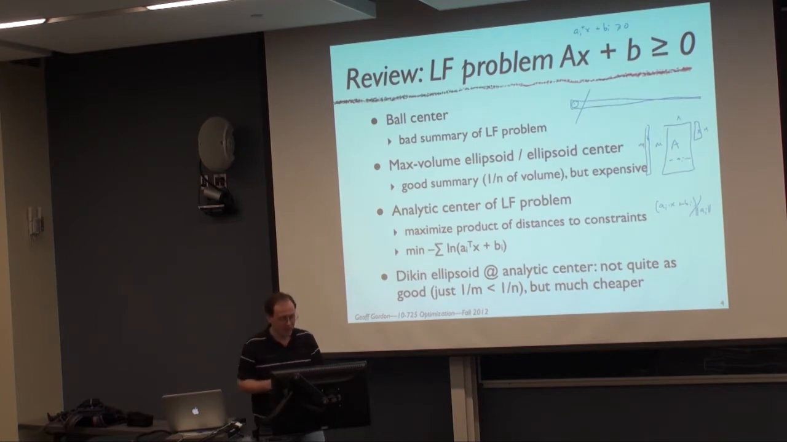Right. So yeah, there could be another whole interesting pile of theory with maximizing the sum, but we're going to go with the product for the rest of the lecture. All right, so the Dikin ellipsoid at the analytic center is going to be contained inside the feasible region, and it's going to contain at least 1 over m of the volume, and it's going to be cheaper to find than the ellipsoid center, and so we're going to go with that as our summary of the feasible region. Okay?